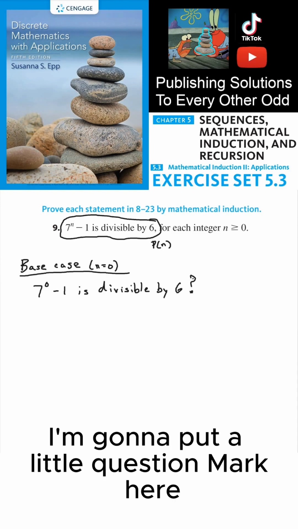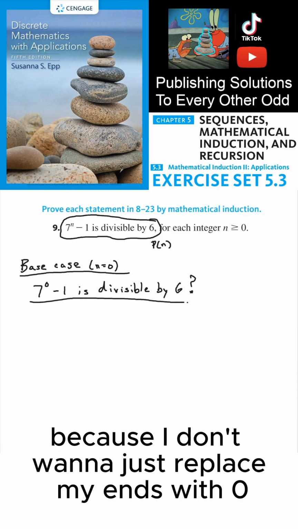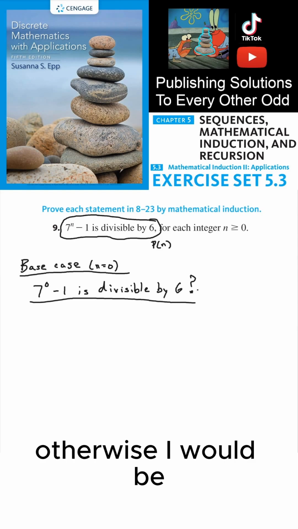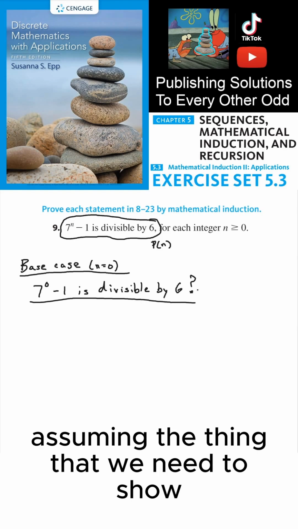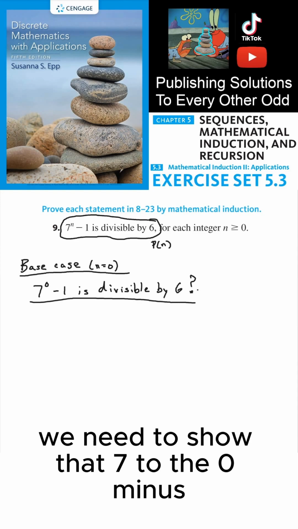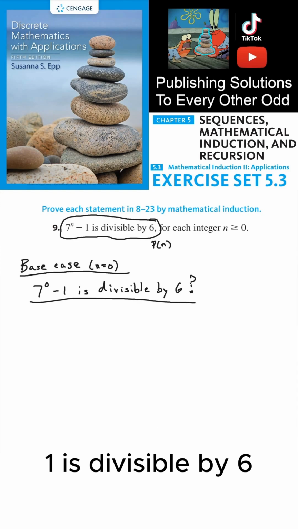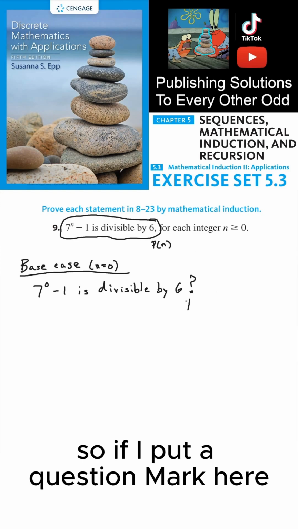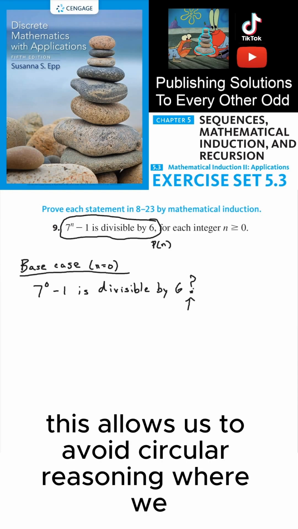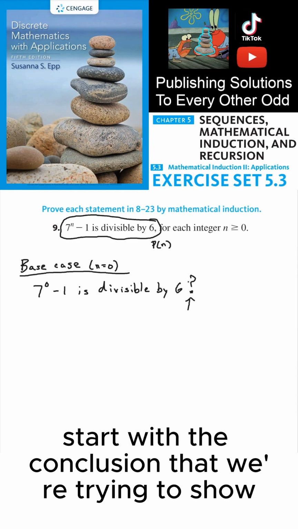Now, I'm going to put a little question mark here because I don't want to just replace my n's with 0. Otherwise, I would be assuming the thing that we need to show. We need to show that 7 to the 0 minus 1 is divisible by 6. So if I put a question mark here, this allows us to avoid circular reasoning, where we start with the conclusion that we're trying to show.